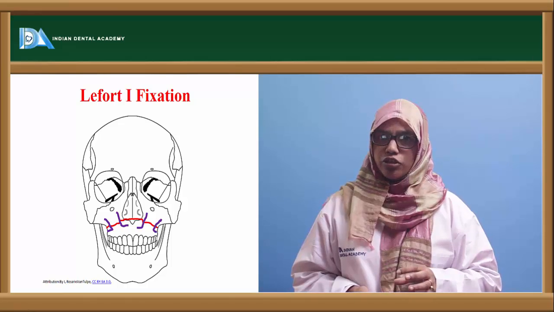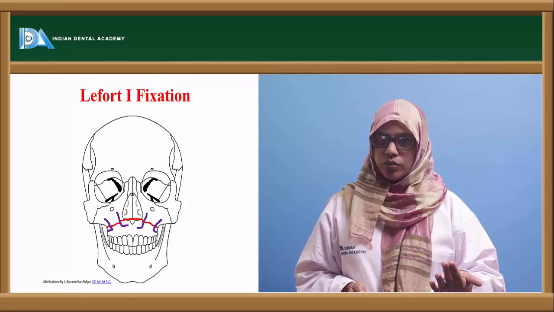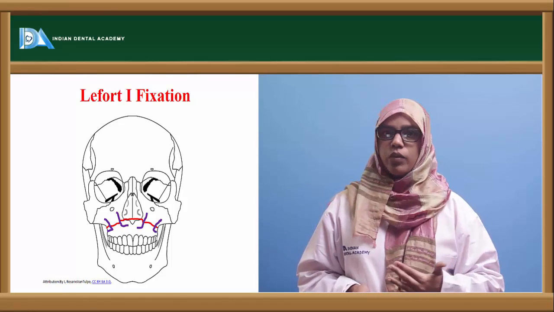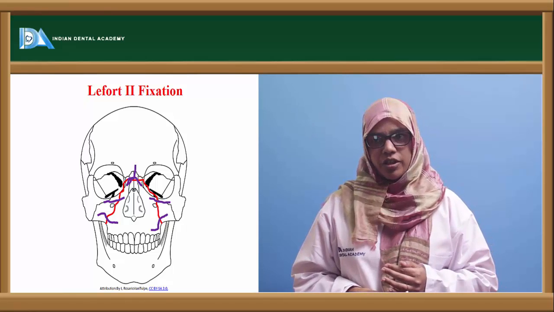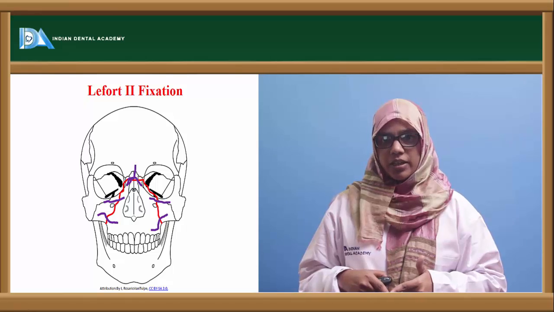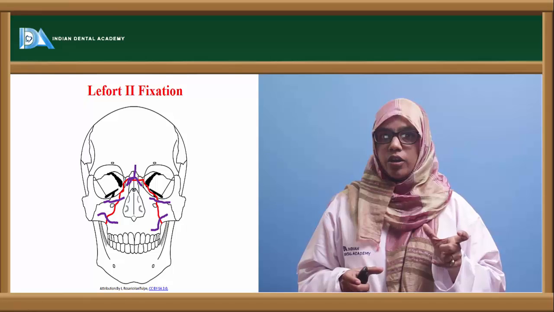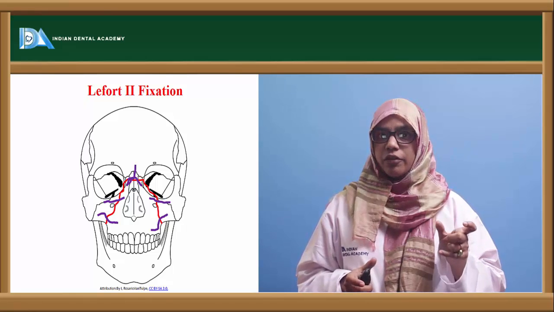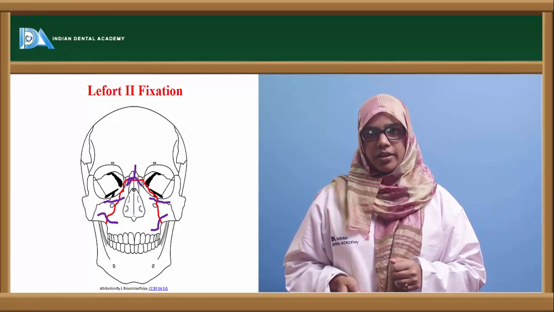Now, when you're using an L-shaped plate, you put two screws above the fracture line and two screws below the fracture line. In case of a Le Fort 2 fracture, you will put an inverted Y-shaped plate in the frontonasal area. You will put a 4-hole transverse plate in the infraorbital area and an L-shaped plate in the buttress area.